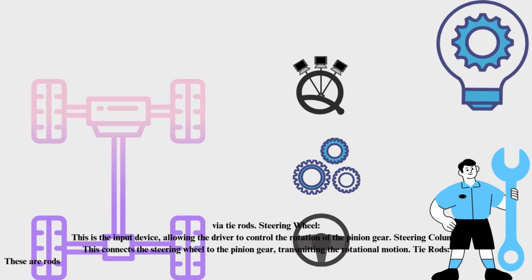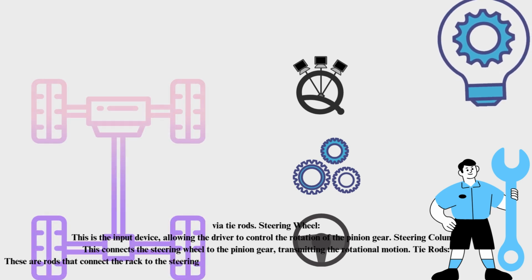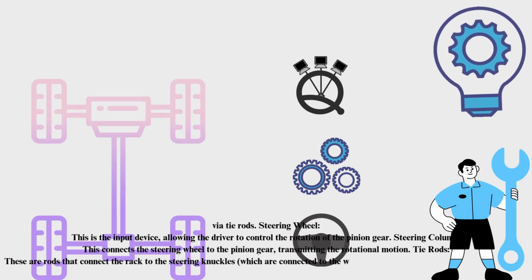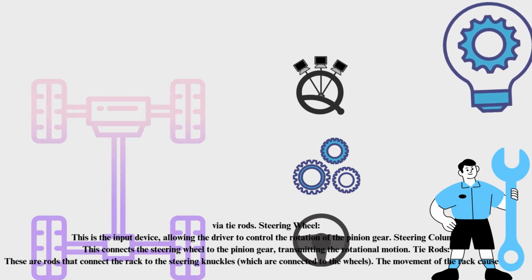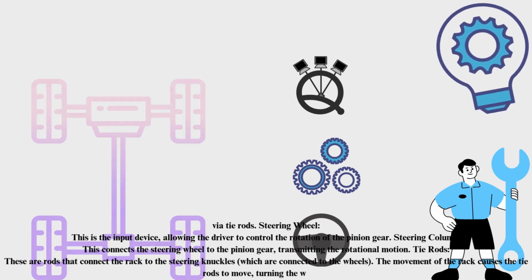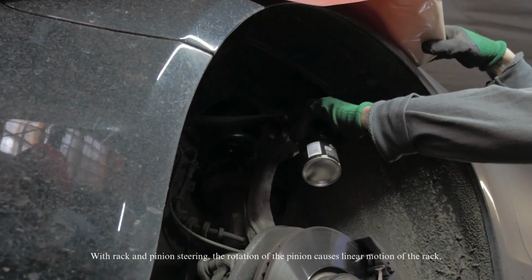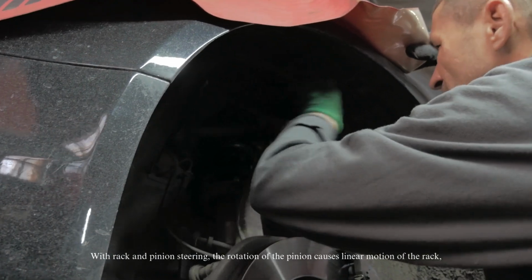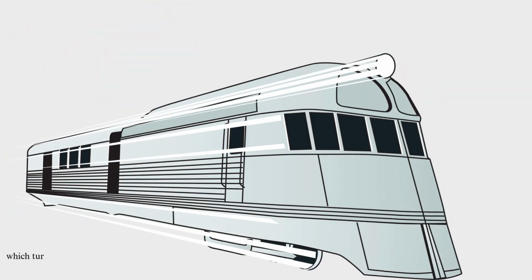Tie rods. These are rods that connect the rack to the steering knuckles, which are connected to the wheels. The movement of the rack causes the tie rods to move, turning the wheels. With rack and pinion steering, the rotation of the pinion causes linear motion of the rack, which turns the vehicle's wheels left or right. Rack and pinion systems are a common component in railways.